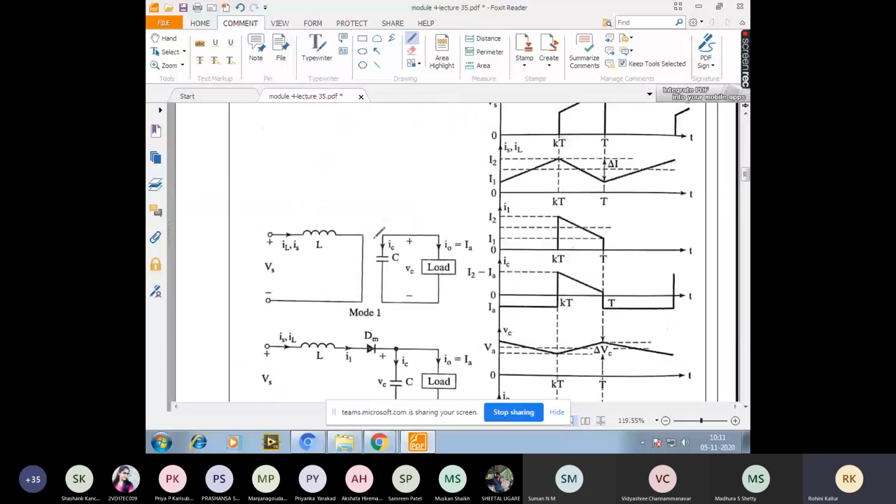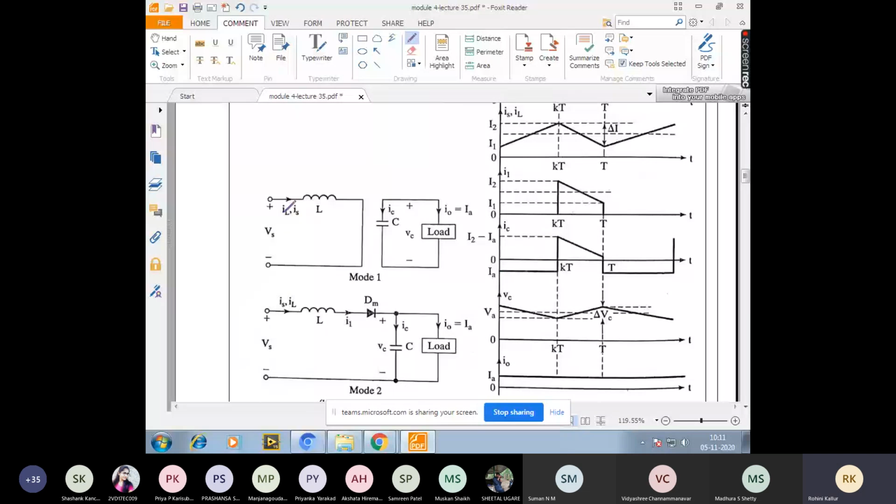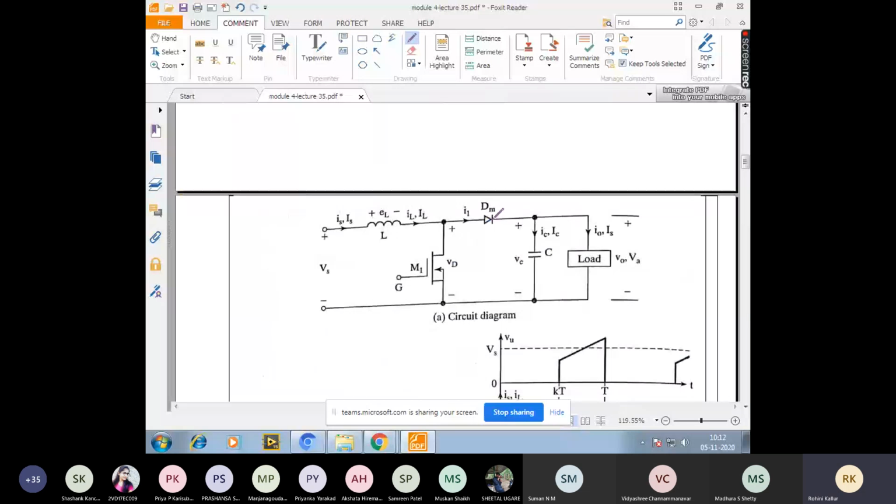So that is what we have here. The current passes through this inductor, then through the device and back to the negative terminal. There is no connection between the supply voltage and the load. Whatever current we have from the power supply is flowing through the device which is in the on condition. So the load is separated from the source during mode 1.